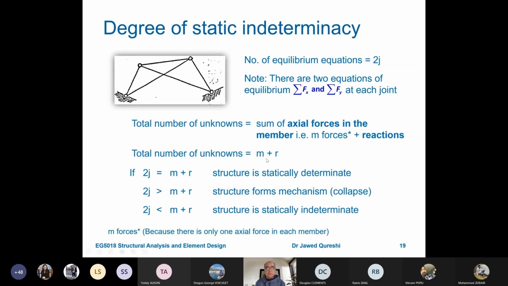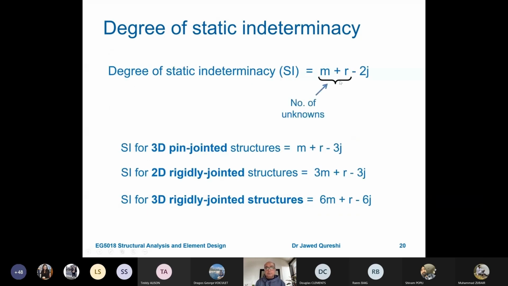The total number of unknowns is M plus R. If U is equal to the equilibrium equations 2J, then it's determinate. If it is less than the equilibrium equations, then it is a collapse. And if it is greater, then it is indeterminate. The formula for finding static indeterminacy is U minus E. Here U is M plus R for 2D pin-jointed structures, minus 2J. 2J is the number of equilibrium equations at each joint. At each joint, you will have only 2 forces, Fx and Fy. That's why it is 2J.